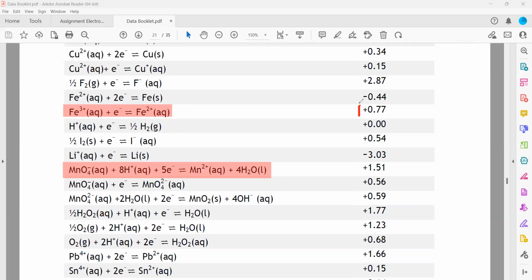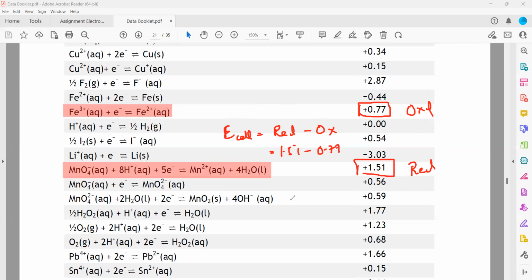Now you can see two electrode potentials are there. One is 0.77. Another one is 1.51 positive. So which is the higher value? That is where reduction happens, and where it is the smaller value, oxidation happens. And how do we work out the electrode potential of a cell? Just remember redox means reduction minus oxidation. So reduction was 1.51 minus oxidation 0.77. So this will give us the standard electrode potential of the cell. So it will be 1.51 minus 0.77, which equals 0.74 volts.